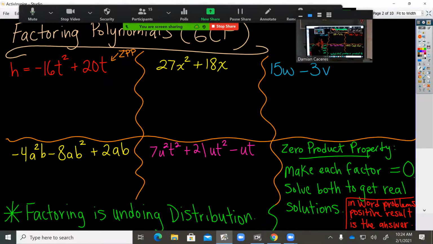Now we get to the factoring section. Factoring polynomials. So what we're going to do here is skip number 1. We're going to do 2, 3, 4, and 5, and then go back to number 1 at the end. Why? Because this thing I wrote here, zero product property, that deals with number 1. So let me show you how to do number 2 on, and then I'll show you at the end how to do number 1.